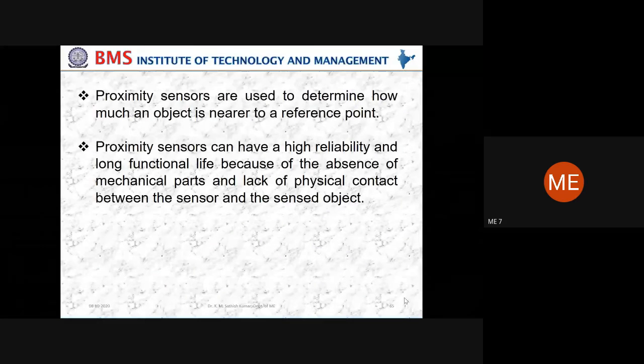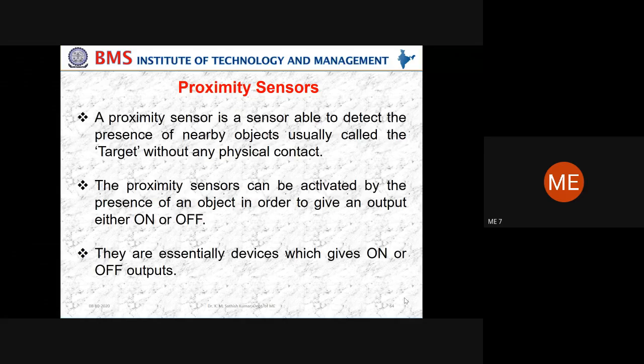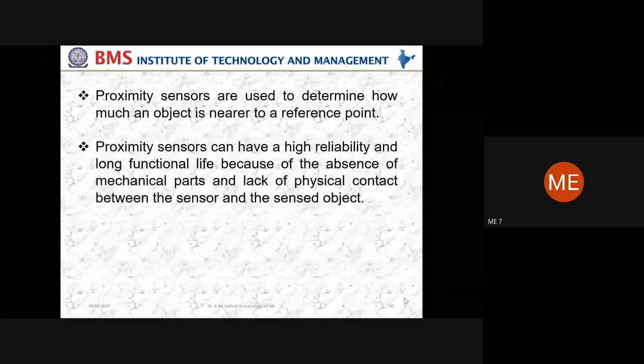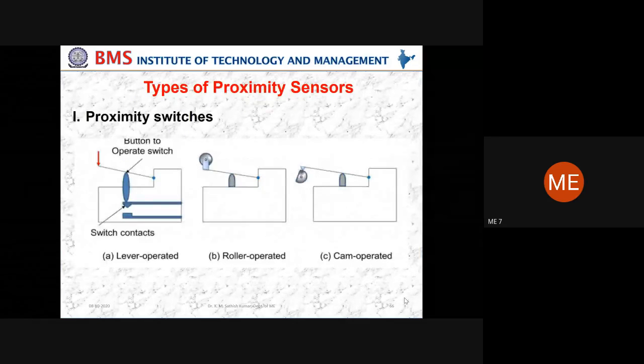Now, I think last class we started with the proximity sensors, right? Now, we'll be continuing with the proximity sensor. So, the first thing that we'll do is recap what we had done in the last class. Proximity sensor, we understood, is mainly used to determine how close the object is and also to detect the presence of the object. Now we started to discuss the different types of proximity sensors.